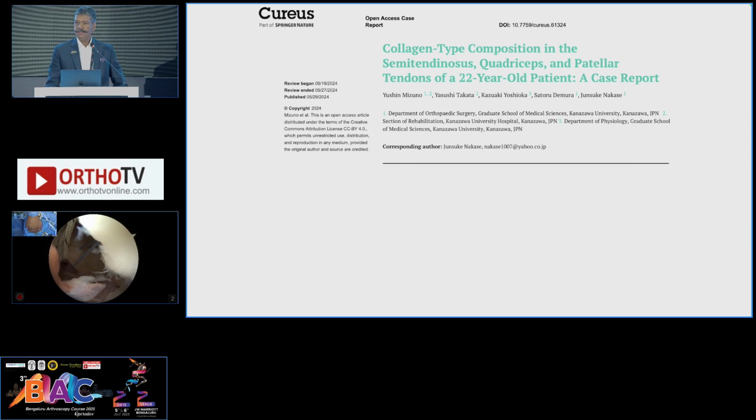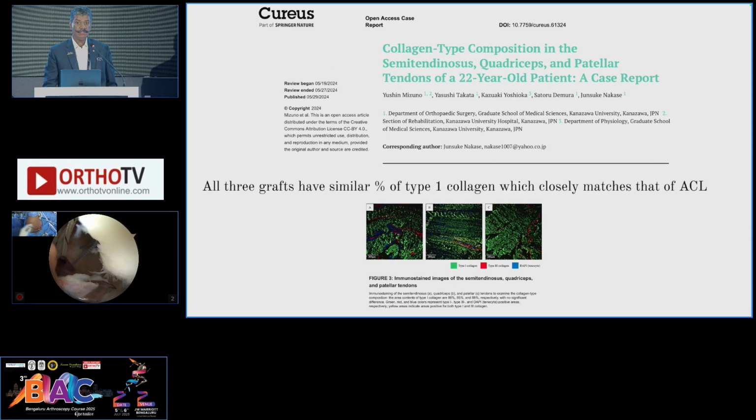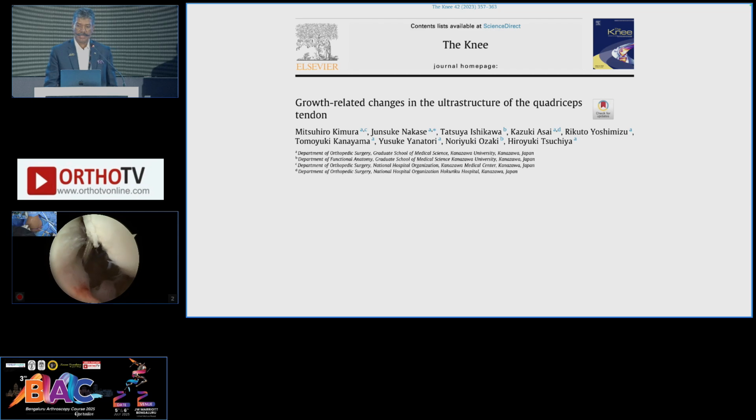This is an interesting study. So we generally tend to believe that quadriceps tendon, hamstring, BTB will all have different types of collagen. But this was not found to be true. All the 3 grafts have similar percentages, around 83 to 85% of type 1 collagen. And this roughly matches the percentage of type 1 collagen in ACL. So you could choose any of these 3 grafts if you are looking at the type of collagen.